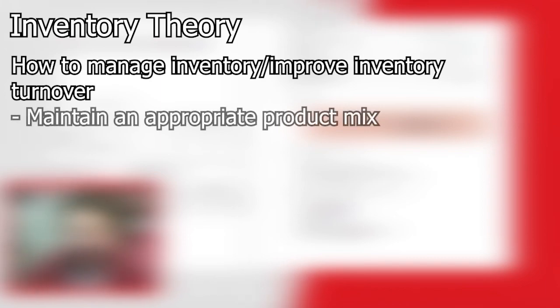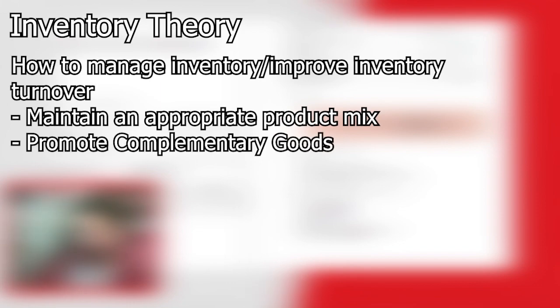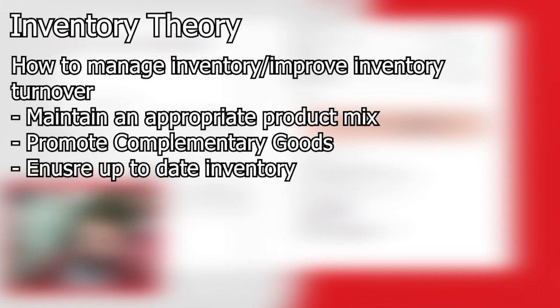So firstly, we can maintain an appropriate inventory mix. So we're not having too many slow sellers out there. We've got the good quick sellers out there. We've got complementary goods. We are ensuring up-to-date inventory so nothing's expired. We rotate inventory, so if it's seasonal, that would make sense.